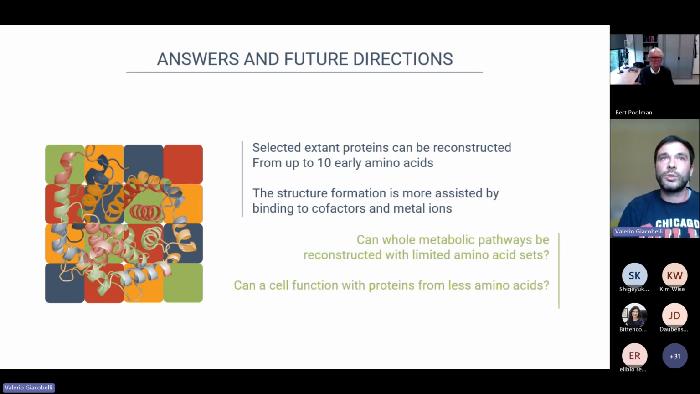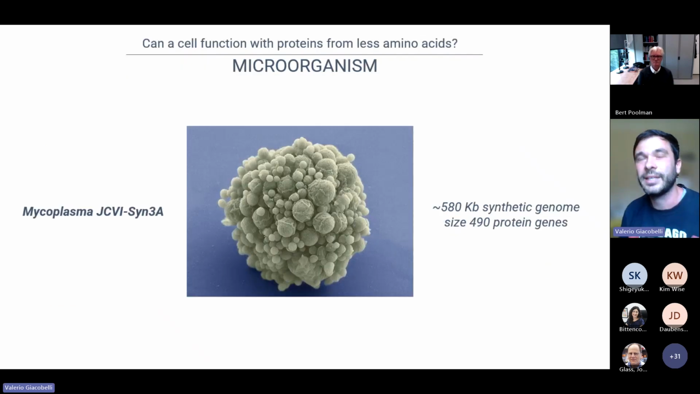And now what brings us here is the next step. Once a protein can still function with a reduced set of amino acids, can an entire metabolic pathway, or can a cell, reduce its alphabet? Not as extreme as using only this set of 10 amino acids, but reducing the set from 20 to 19, 18, 17, to find the minimum set of amino acids that the cell can support. To do that, we decided to prove that it is still possible to have functional cells with a reduced set of amino acids.